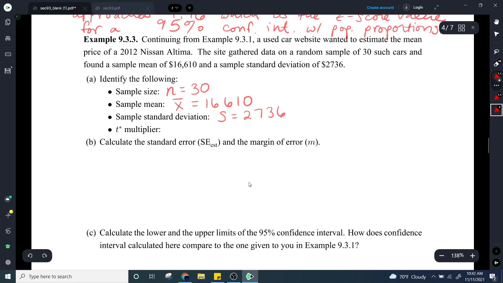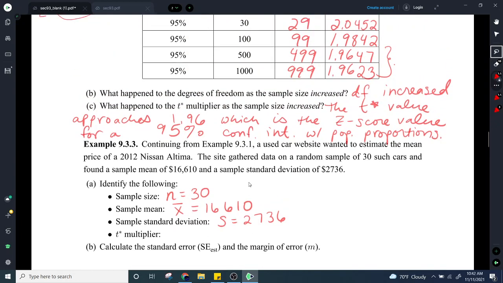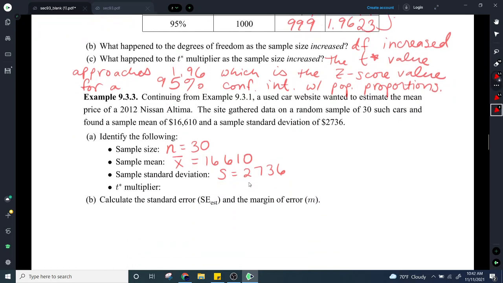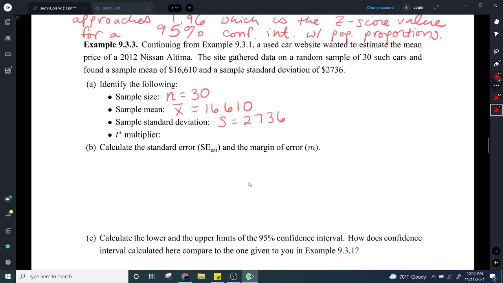All right, so then our t multiplier value. Where can we get this t multiplier number? Now, if it's in the chart, we can use the chart. If it's not in this chart, we can also use StatCrunch to get this, and I'll show you how to do it in a minute. But we actually can use the chart because we're looking at a sample size of 30, and a 95% confidence interval is what we're interested in. So my sample size is 30. My multiplier is going to be this 2.0452 number. So let's write that down.